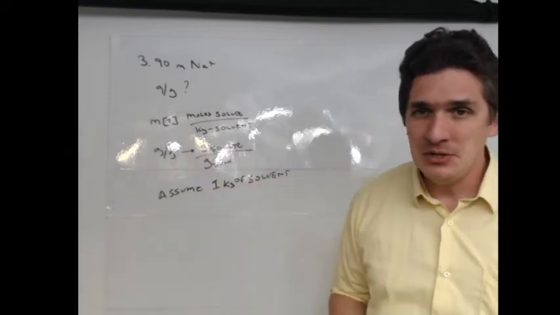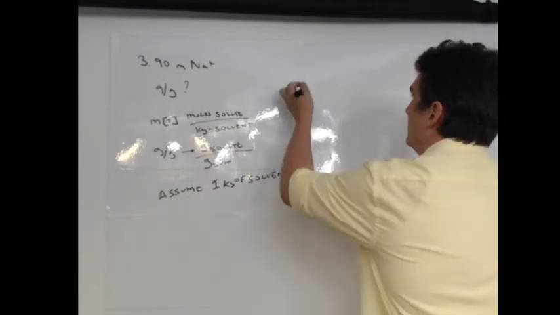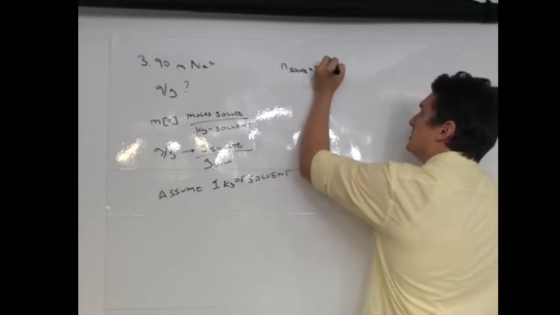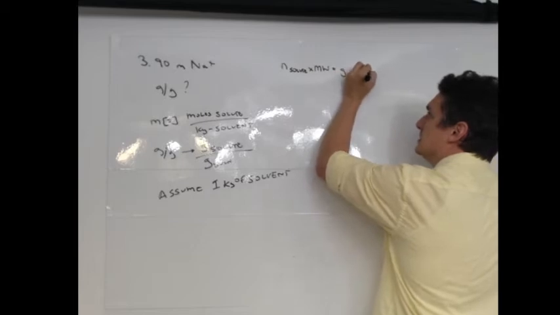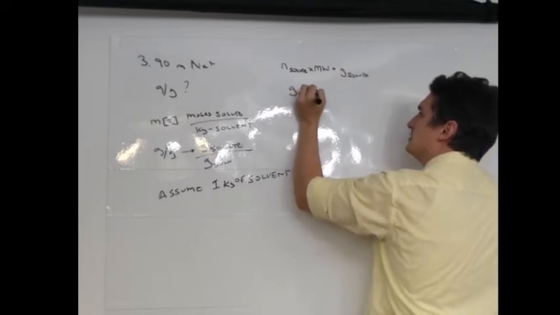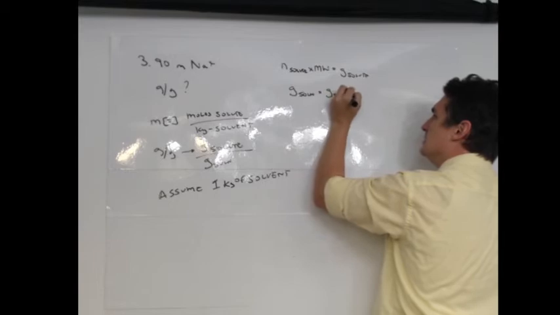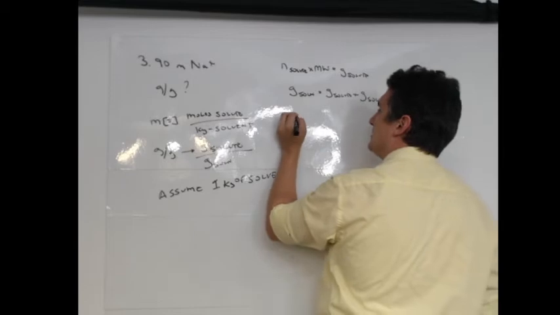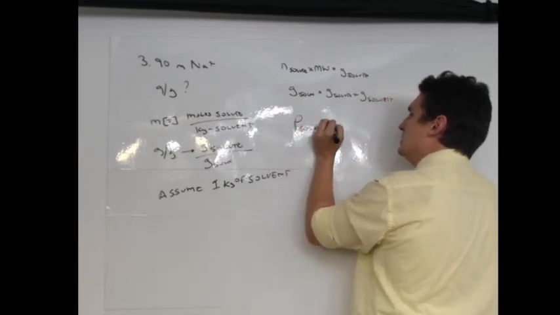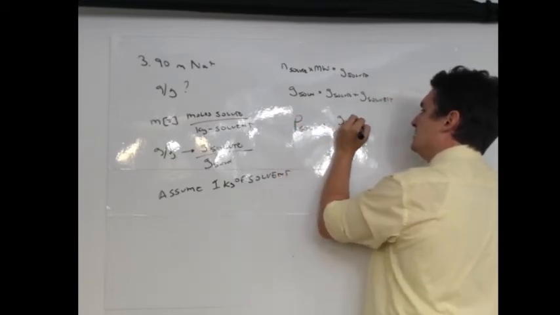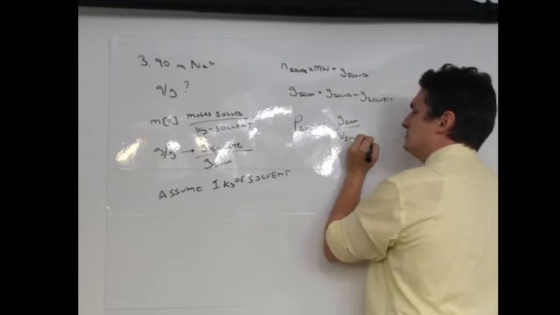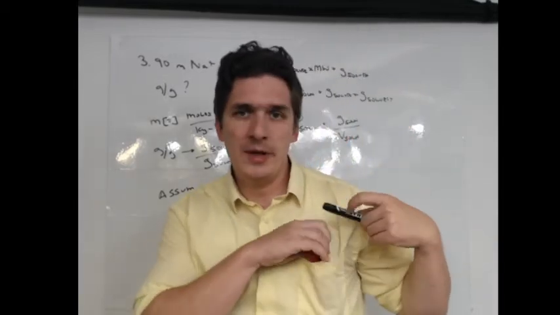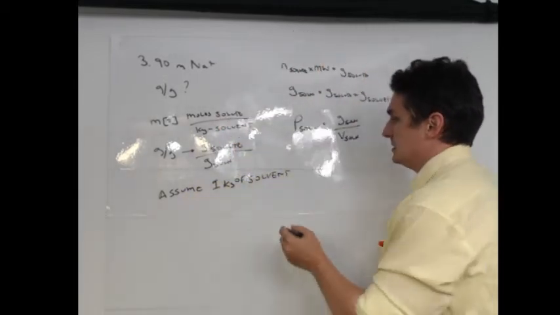Now, how do we use this? There's 3 formulas. The first is that the moles of solute times the molecular weight of the solute equals the grams of solute. Second, the grams of solution equals the grams of solute plus the grams of solvent. And finally, the density of the solution is equal to the grams of solution divided by the volume of the solution in liters. So, we have assumed we have 1 kilogram of solvent.